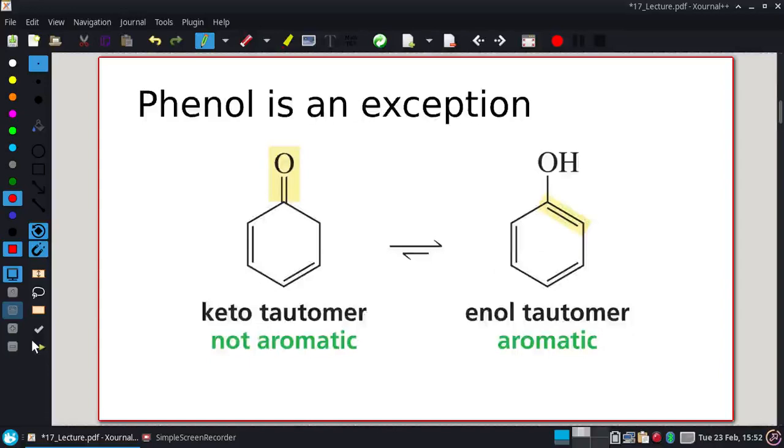And one big exception is actually phenol, which is this guy right here. It's benzene with an OH. And if we viewed that as an enol, which it is, we might expect that phenol could go back to this benzene with a carbonyl on it. But in this particular case, we lose the aromatic properties. It's no longer aromatic, which is why this one favors the enol version.